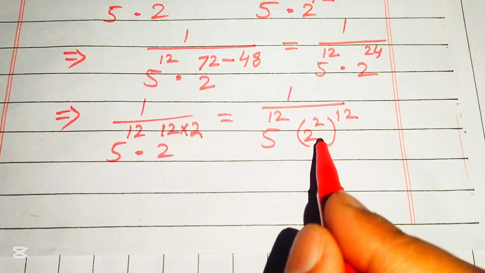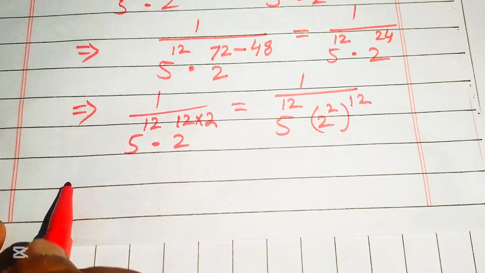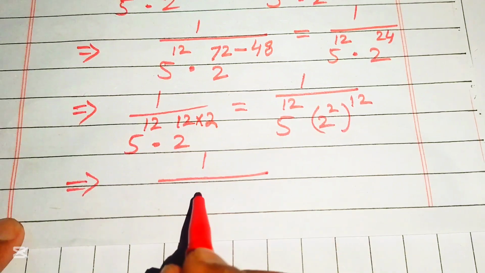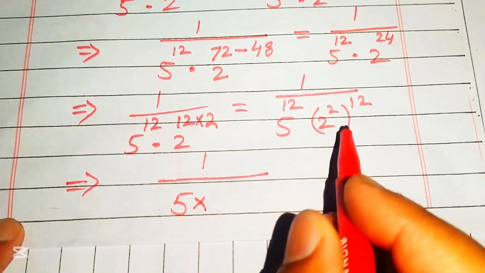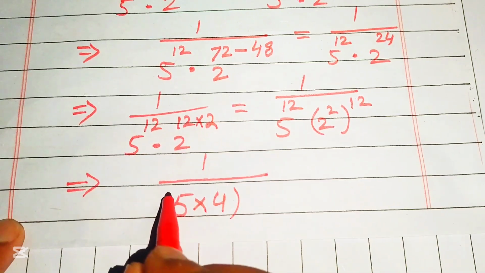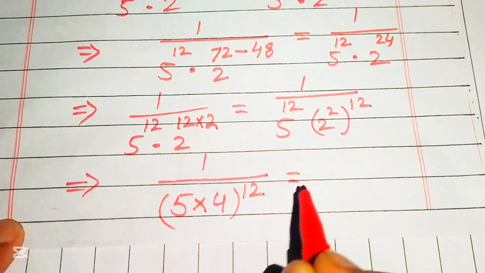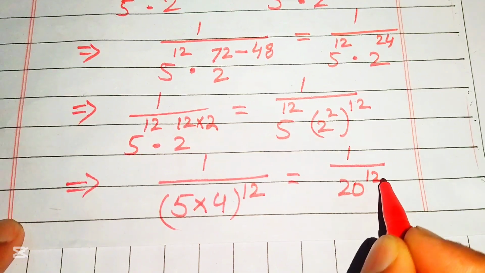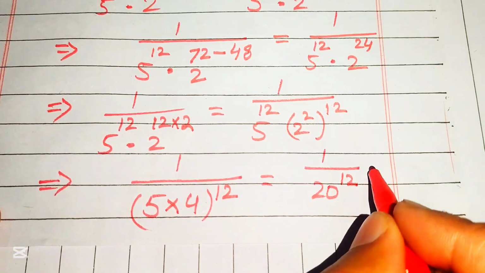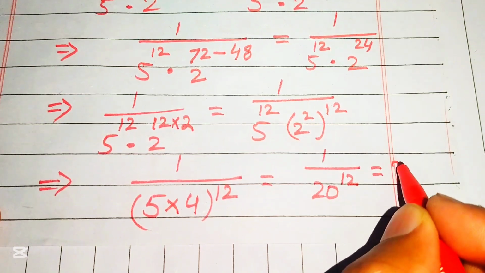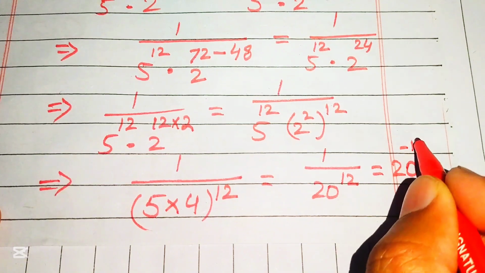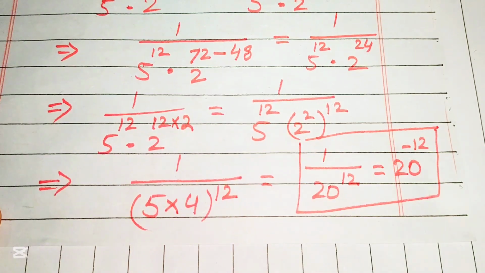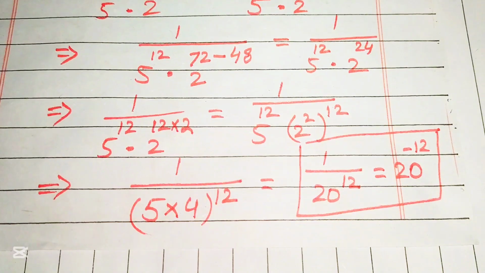Now you see here the exponents of these two terms are the same, so we combine these two exponents and it will be written as 1 over 5 multiplied by 2 square equals 4, and its whole exponent is 12. So we obtain 1 over 5 fours are 20, and 20 to the power of 12. In other words, when you move this 20 to the power of 12 upside, it will be written as 20 to the power of minus 12. So this is our final answer of this question, which we get from method number 1.